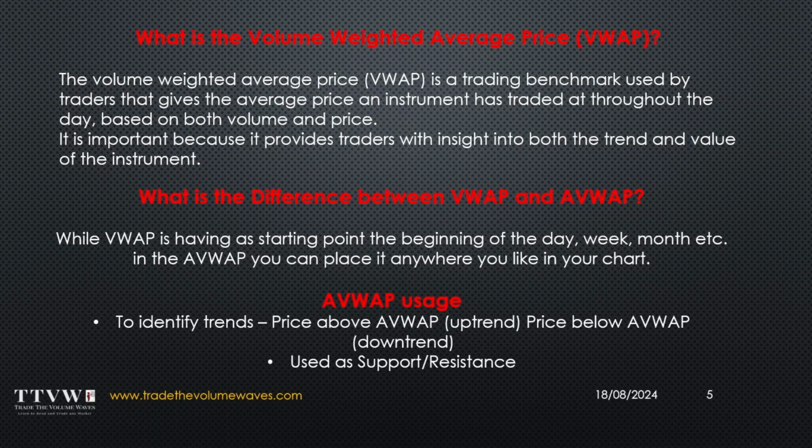So what's the difference between VWAP and AVWAP? Well, while VWAP has as a starting point the beginning of the day or the week or the month, in the AVWAP, you can place it anywhere you like on your chart. So you can anchor it anywhere. The AVWAP usage is to identify trends. Usually price is always above AVWAP when we're uptrending, and price is always below AVWAP when we're downtrending. It's also used as a support or a resistance tool.